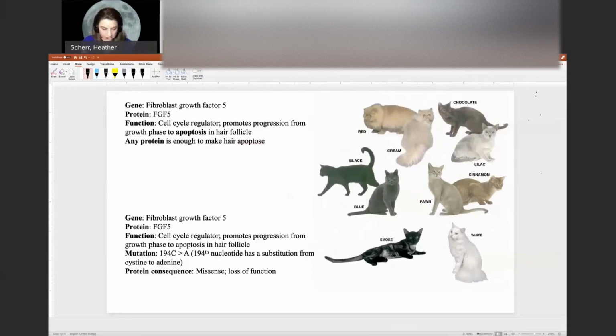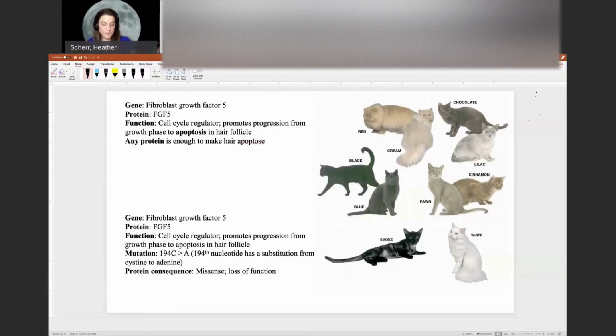So you can see what the function of the gene is. FGF5 is the protein made by the FGF5 gene, fibroblast growth factor. It is a cell cycle regulator that promotes progression from growth to apoptosis of the hair. Did you guys remember what apoptosis means? Programmed cell death.